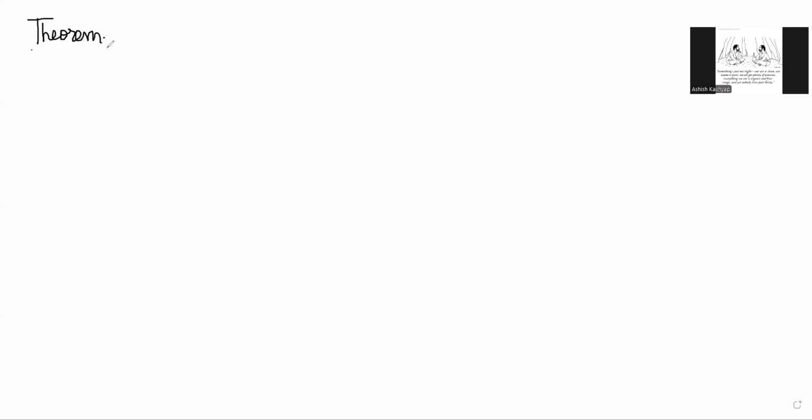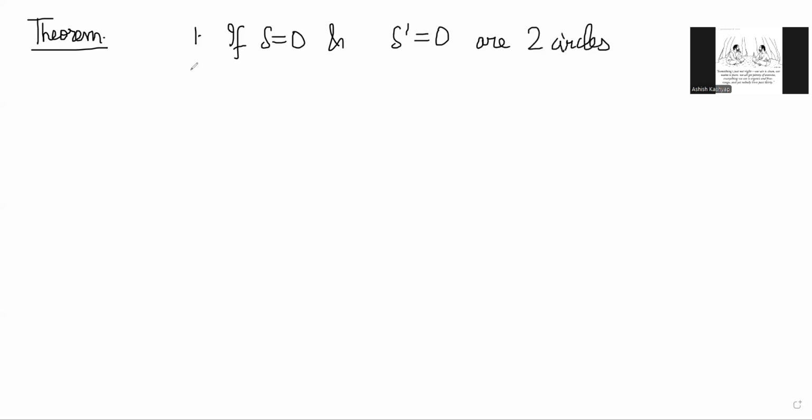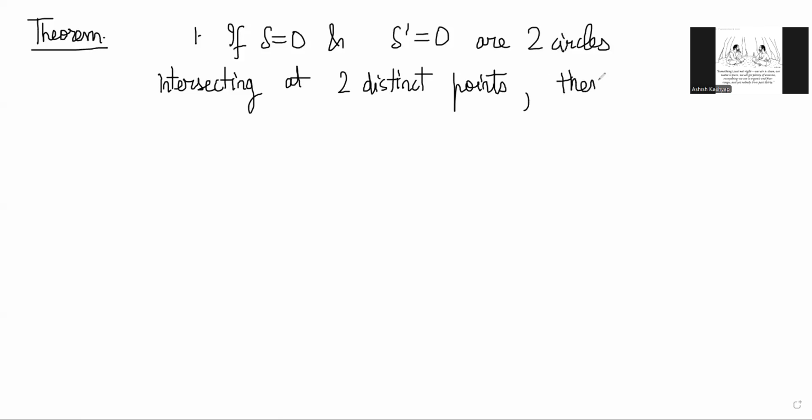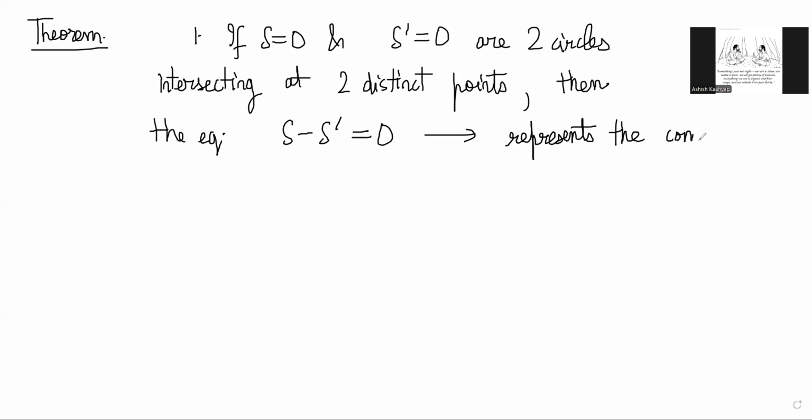So remember this stuff. If S equals 0 and S dash equals 0 are two circles intersecting at two distinct points, then the equation S minus S dash equals 0 represents the common chord between the two circles.